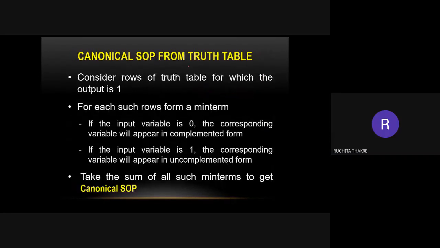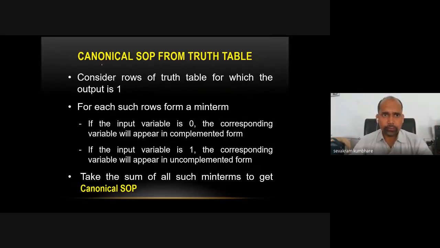Okay, next point is canonical SOP from the truth table. What you have to do is consider the rows of the truth table for which the output is 1. You have to consider only those rows which have output 1, and in those rows, you have to look at the input variables. If a variable is 0, you have to write it complemented, with a bar. If it is 1, you write it in uncomplemented form. Let's see how to do it.